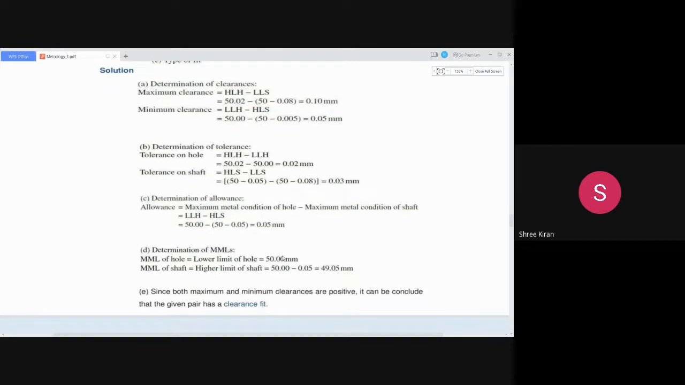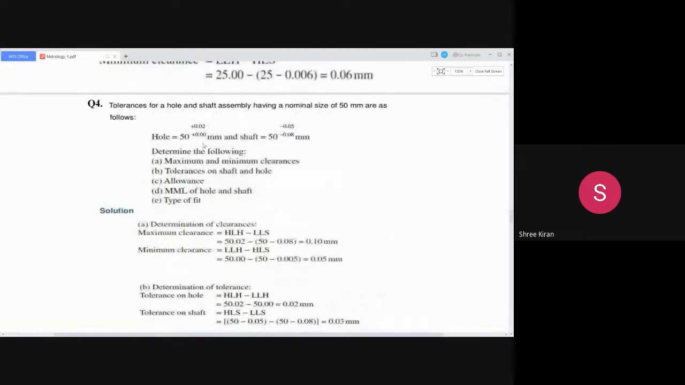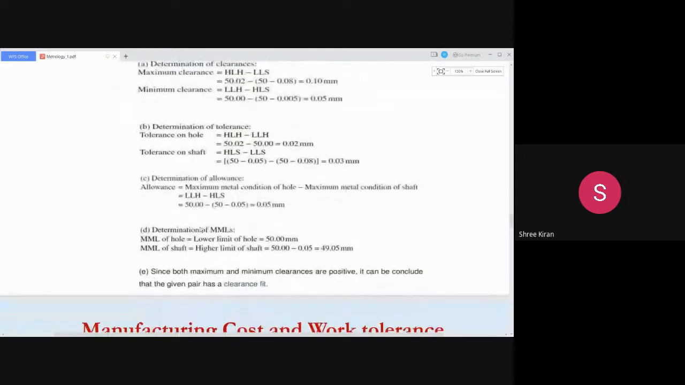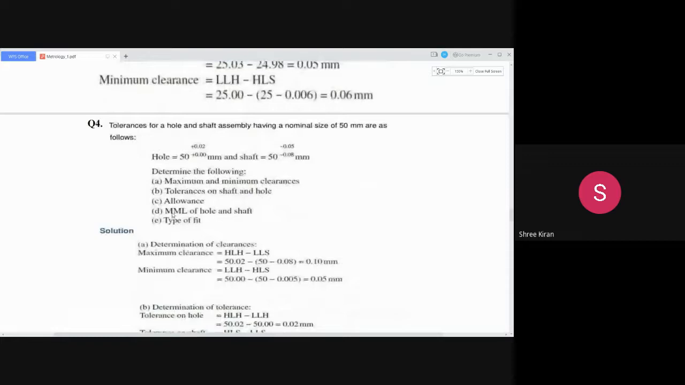Then we have the determination of MMLs, the maximum metal limits of a hole and of a shaft. The maximum metal limit of the hole is the lower limit of the hole, which is 50. For the shaft, the maximum metal limit is the higher limit of the shaft, that is 49.95. This is what happens in the case of determination of MML of hole and shaft.